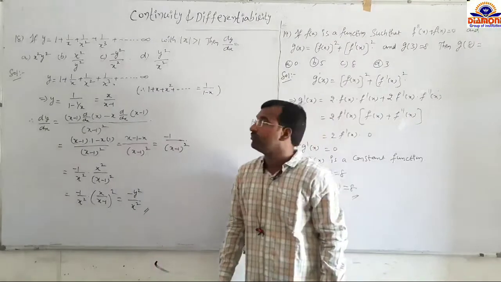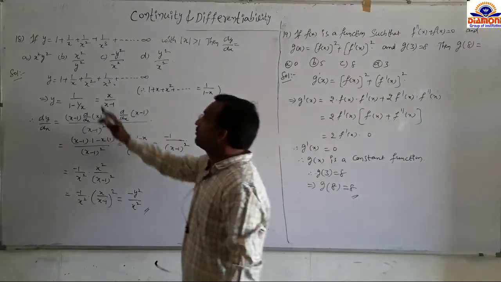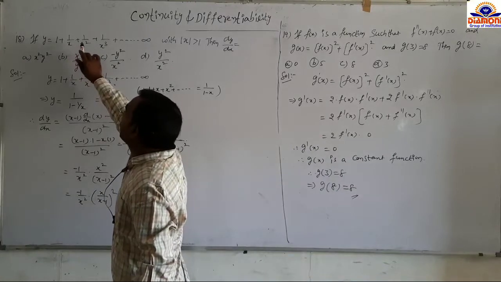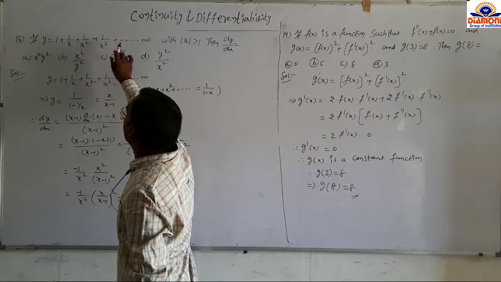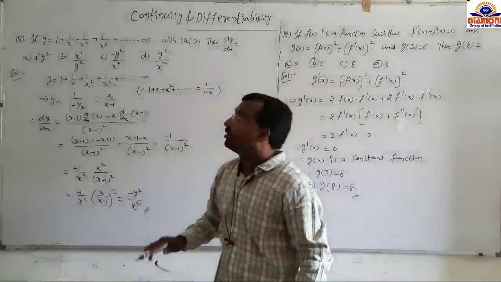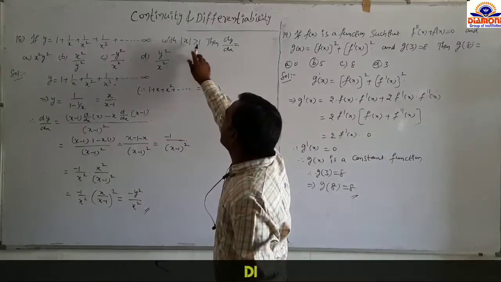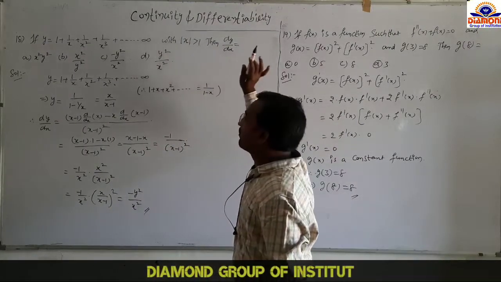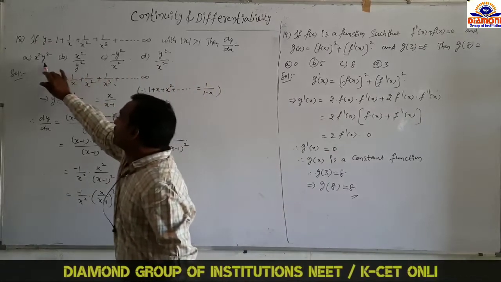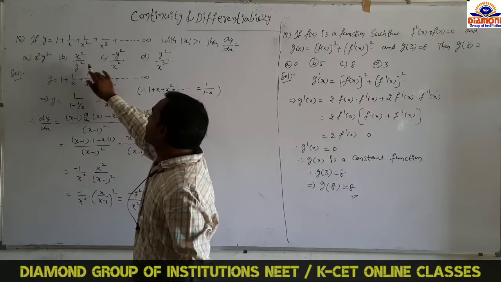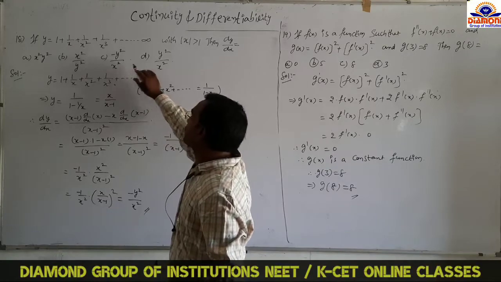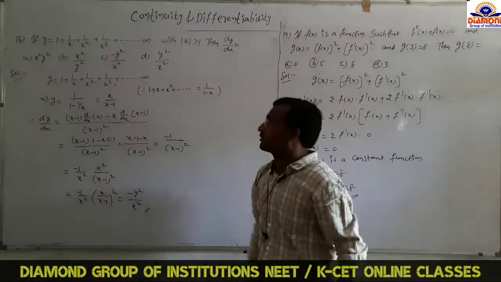Next problem. If y equal to 1 plus 1 by x plus 1 by x square plus 1 by x cube plus so on up to infinity with mod x is greater than 1, then dy by dx equal to what? Option A x square y square. Option B x square by y square. Option C minus y square by x square. Option D y square by x square.